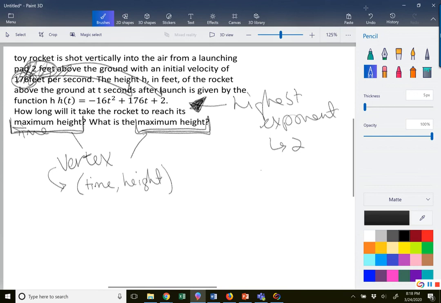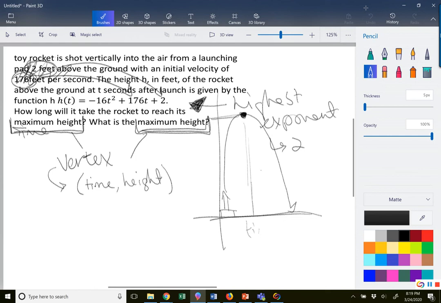It makes sense if you think about it in a picture. If we were to have a toy rocket, and it was going to shoot up, and its launching pad is 2 feet above the ground, it's going to shoot up, and it's going to eventually come back down, because what goes up must come down. The highest point here, that's your vertex, that's your maximum height. Then if you think of it on a graph, your height would be the y value, because that's how tall it got, and your x value would be your time.